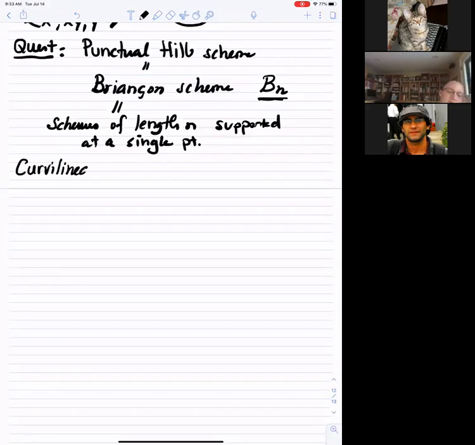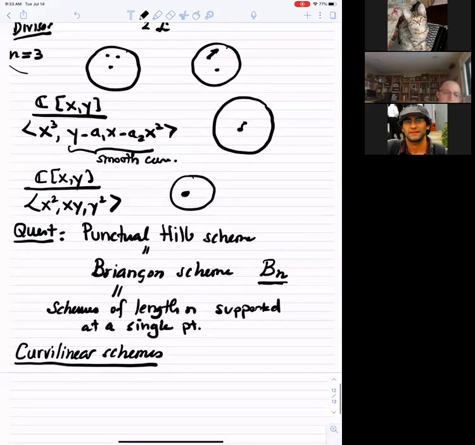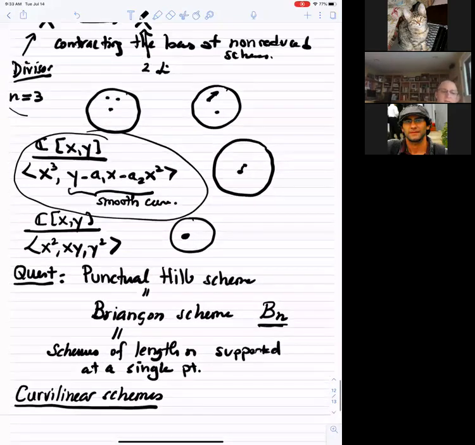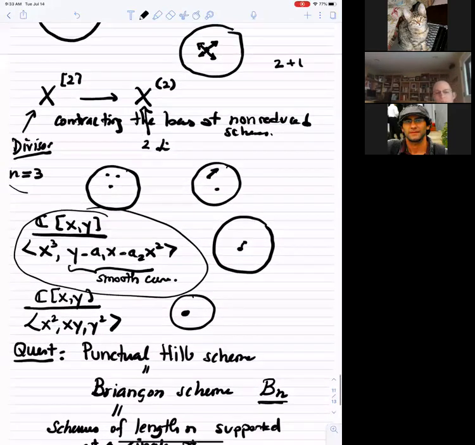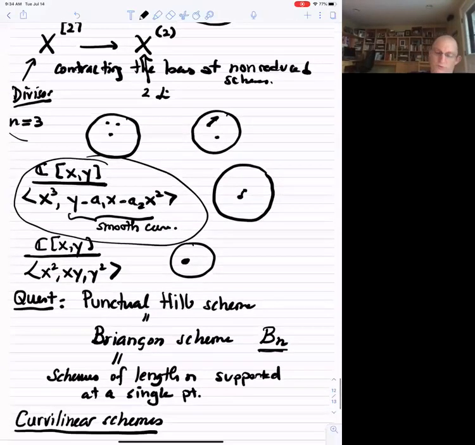Curvilinear schemes. And these are just the generalizations of the things that we solved. These kinds of examples, or in some sense even this example, when n was 2. So we have the direct generalization of the n equals 2 and n equals 3 case.